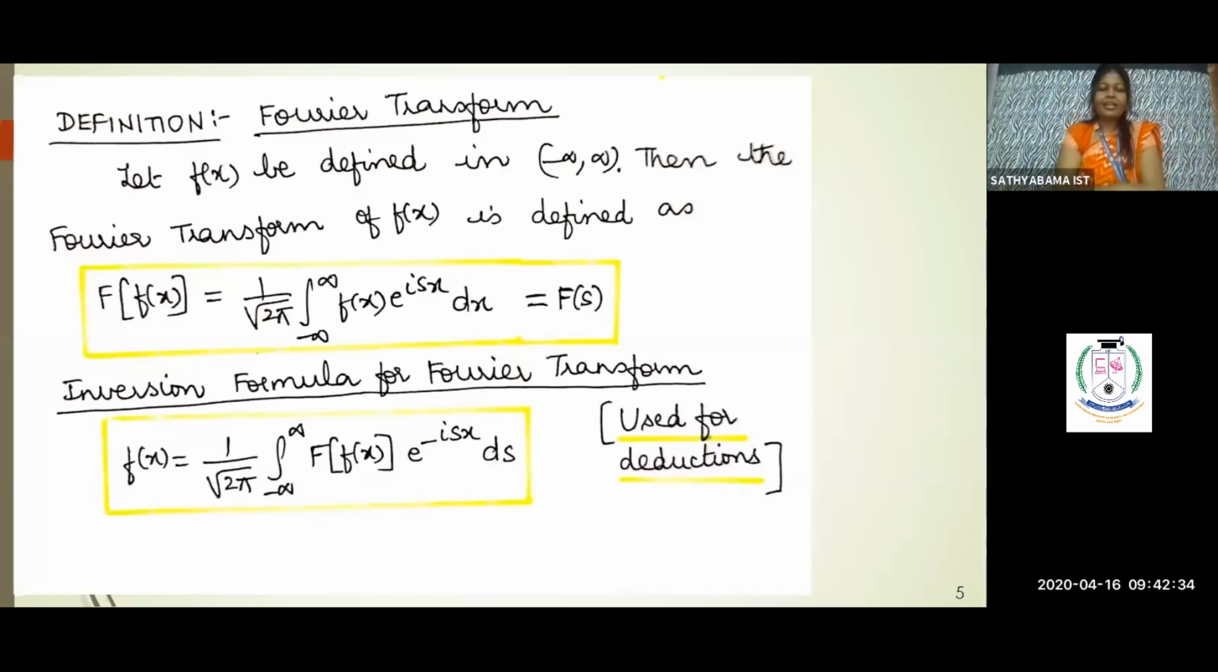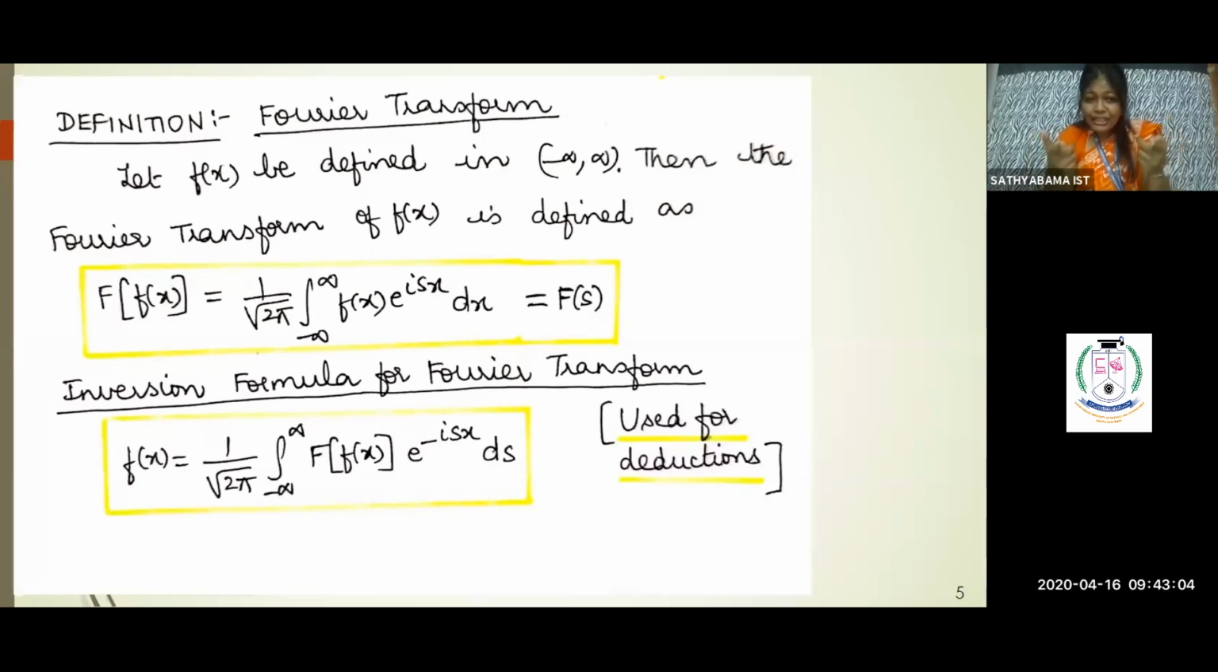Now we have something called the inversion formula for Fourier transform. This is again very useful, again used for deductions. Let's have a look at it. What's the inversion formula? f of x is equal to 1 by root of 2 pi times the integral from minus infinity to plus infinity of the Fourier transform F of s into e power minus i s x ds. So this is the second formula that you have to remember.